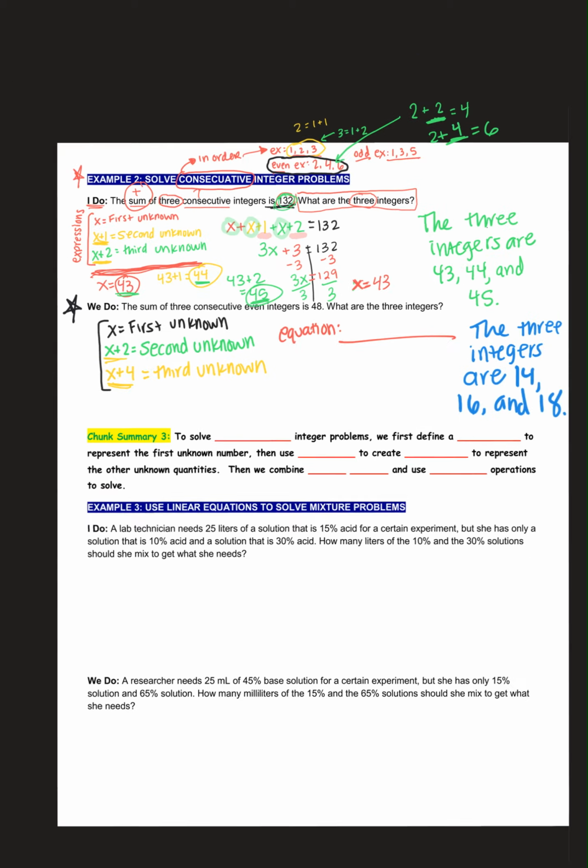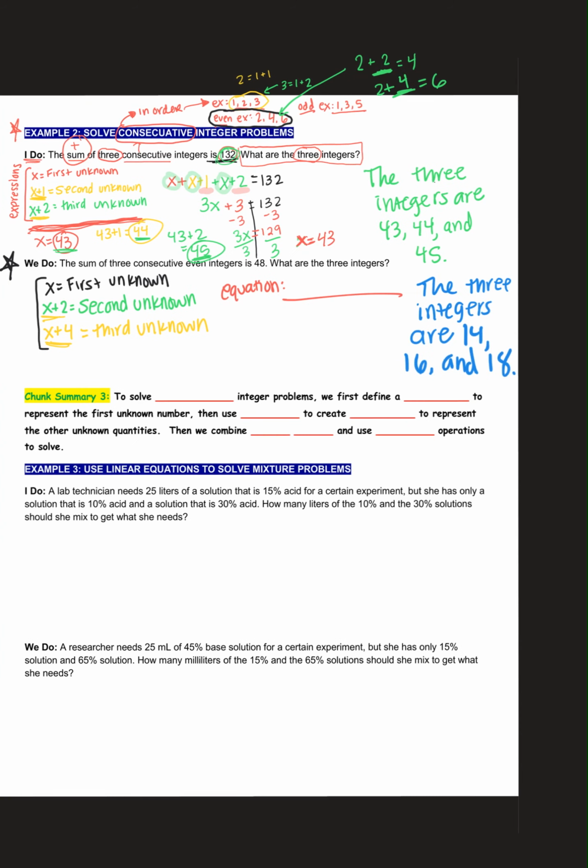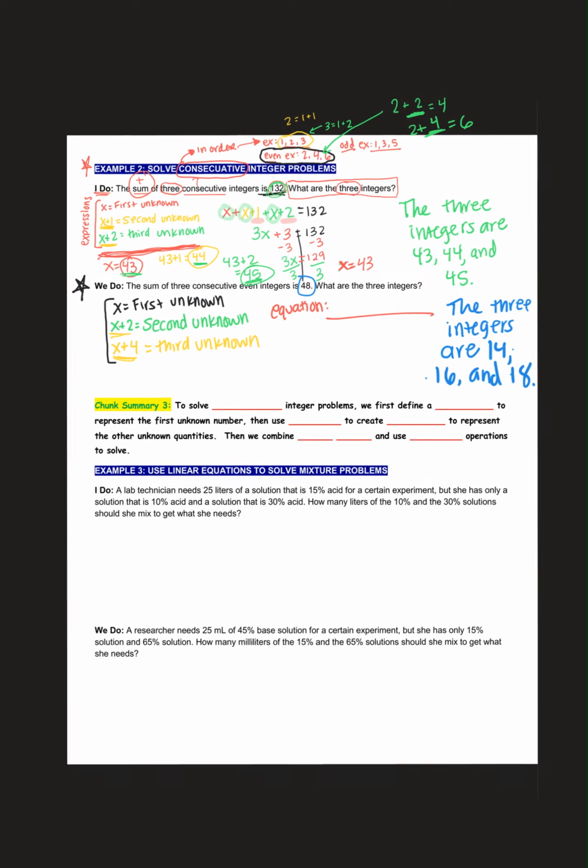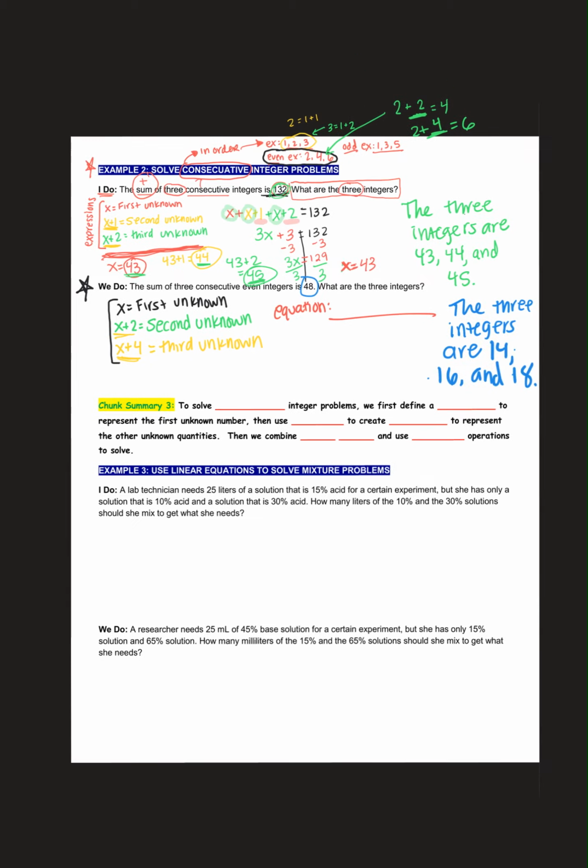All right, guys, so here's what I got. I saw that the 3 integers are 14, 16, and 18. And again, to check your answer, if I add all 3 of these numbers up, I'm going to get 48. So hopefully you got that. If not, please write down your questions so that we can go over it tomorrow in class.